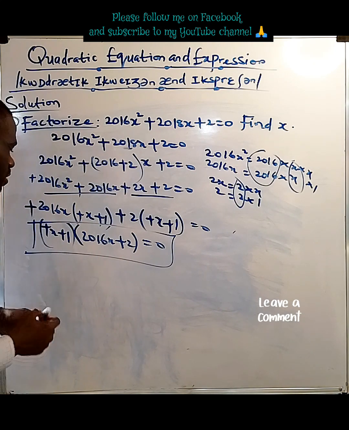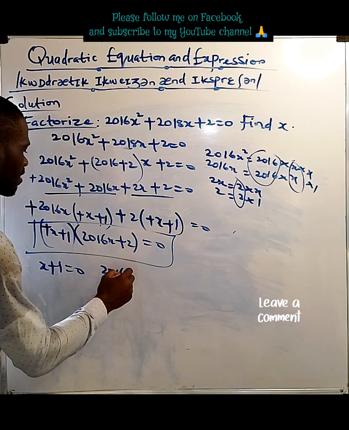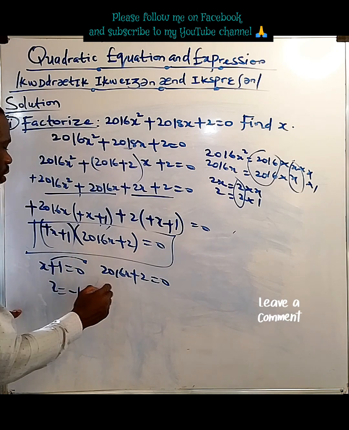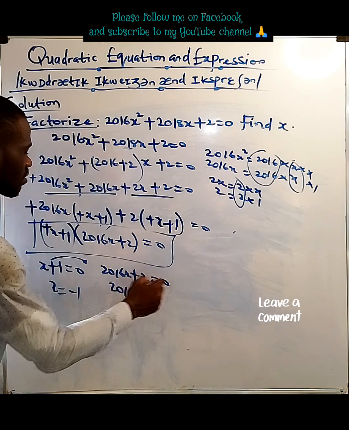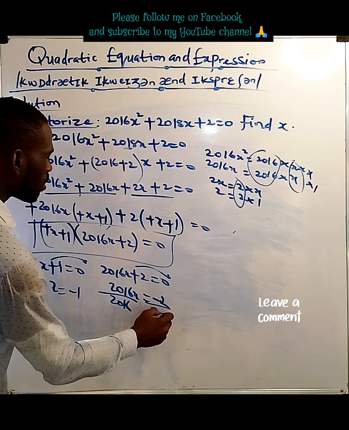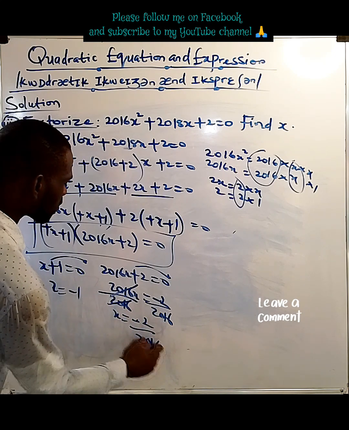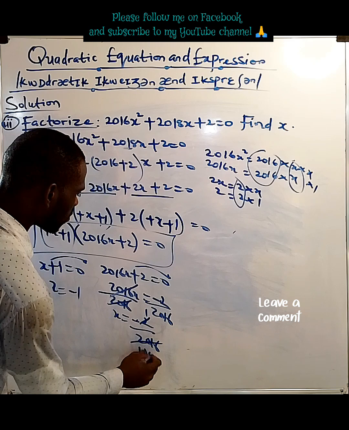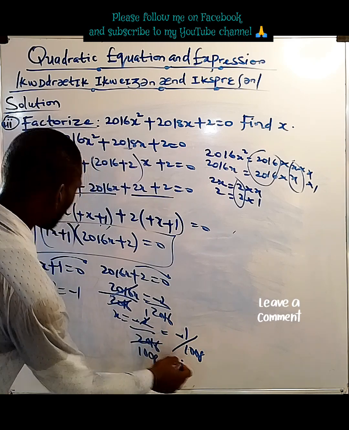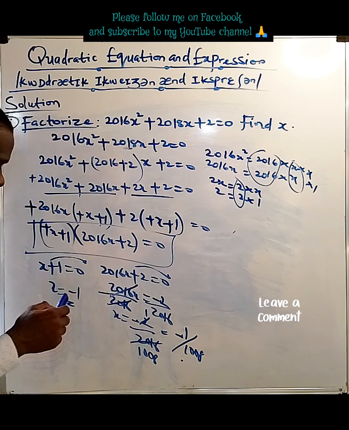So let's get the values of x. Don't forget x plus 1 is an equation, and then 2016x plus 2 equals 0. So send this to the other side. x is minus 1. Right here, 2016x, send this to the other side also. This is minus 2. So divide both sides by this. So x is minus 2 over 2016. We can say 2 here 1, 2 here 1008. So it's minus 1 over 1008. These are the values of x. So x is minus 1 or x is minus 1 over 1008.